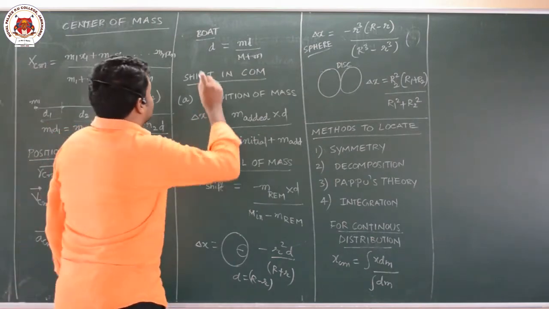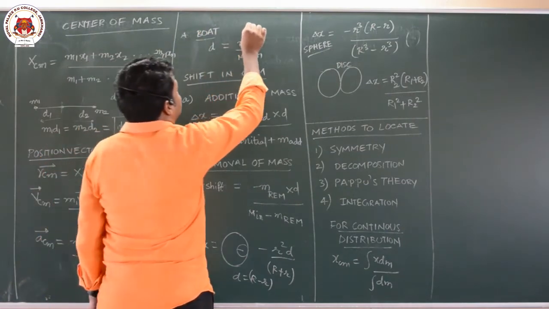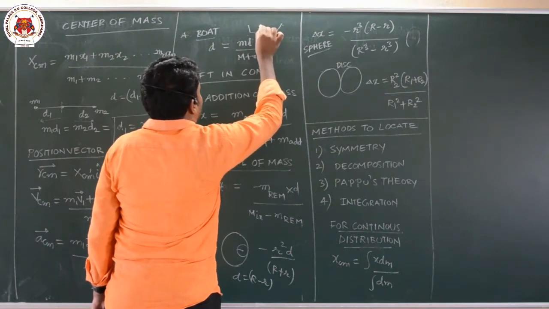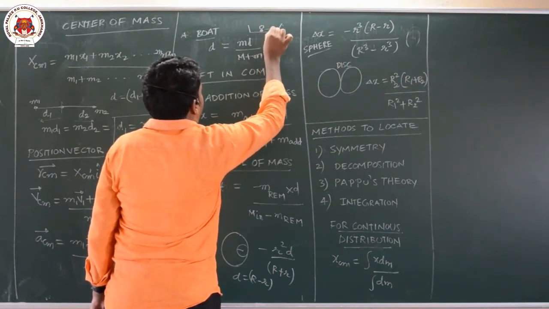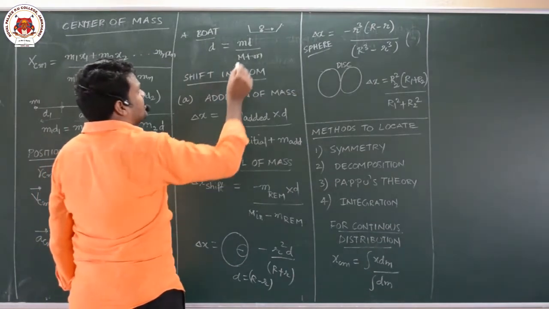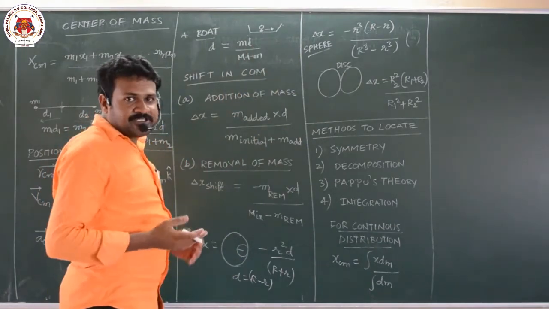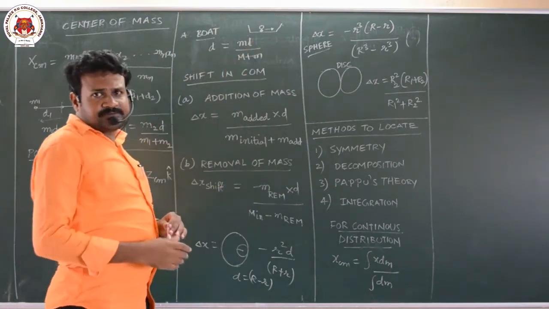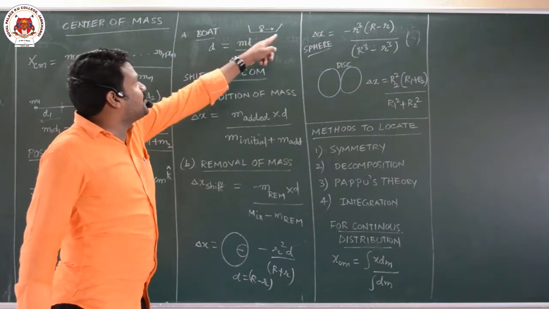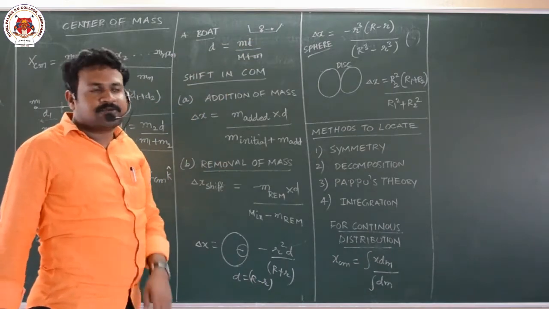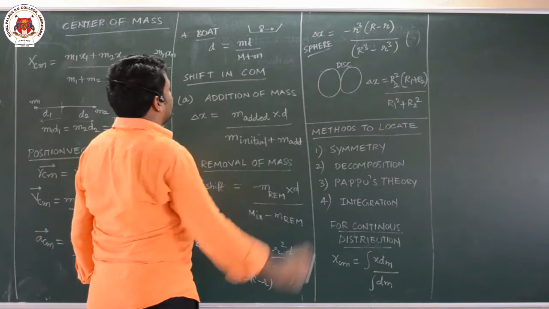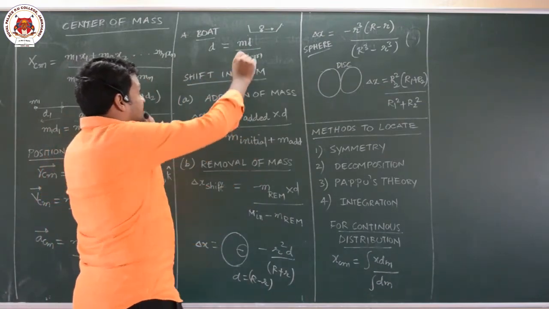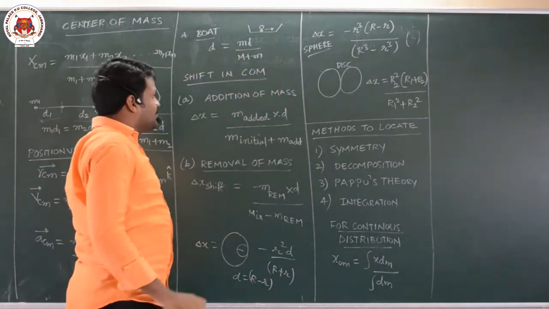Now this is a special case. In this case, a person is moving on a boat. The person is moving forward on the boat, and he moves a distance L. When the person moves forward, the boat along with that person moves backward. So the distance moved by the boat is equal to m into L, where L is the distance travelled by the person, divided by m plus m.